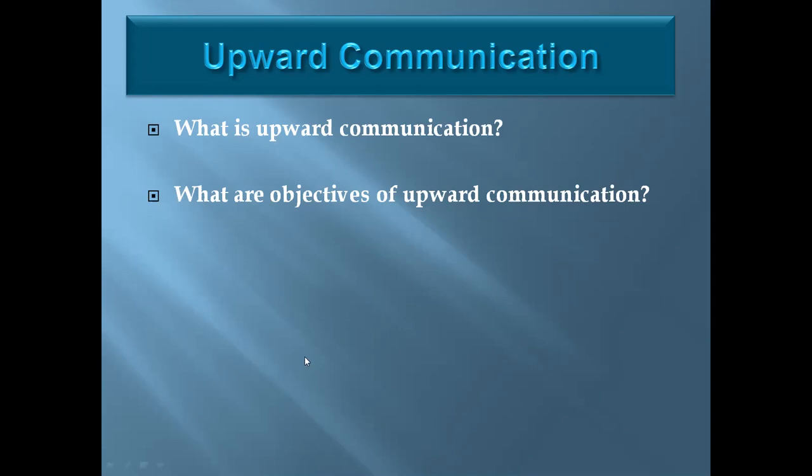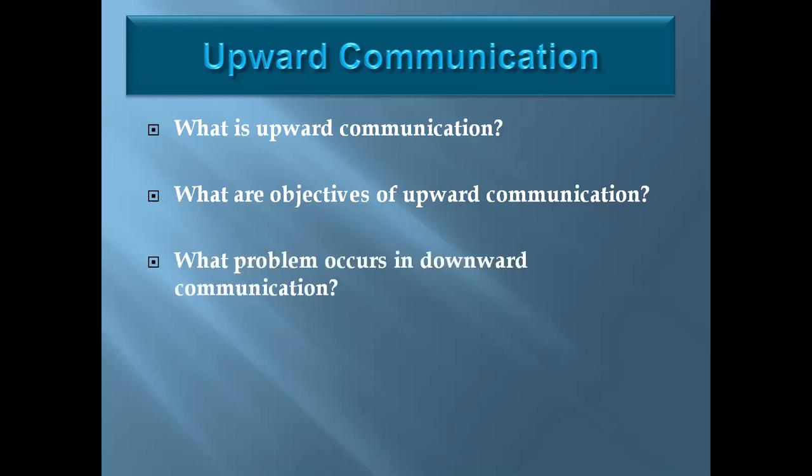Now, there is also certain problem. What problem occurs in downward communication? That problem is the lack of trust. Subordinates don't trust their bosses. There are different reasons why the problem of a lack of trust occurs. There are four different points of view. Research was done on different subordinates, and they were asked why they don't trust their bosses.